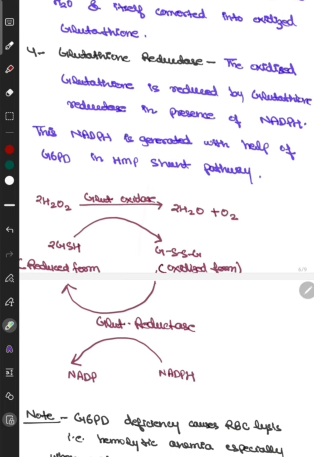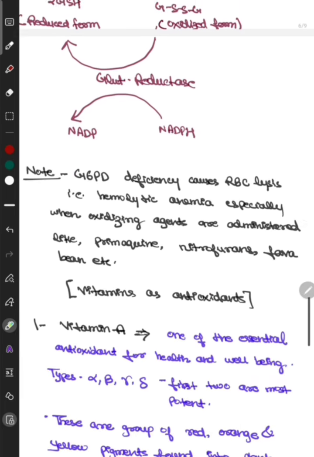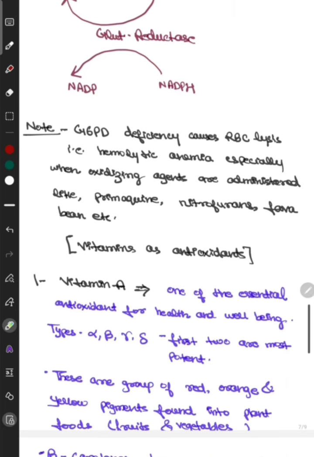So if there is a G6PD deficiency, it will cause RBC lysis that will lead to hemolytic anemia, especially when oxidizing agents like primaquine, which is an anti-malarial drug, nitrofuran, which is an antibiotic, and favipiravir are administered. When these are administered, then hemolytic anemia occurs.